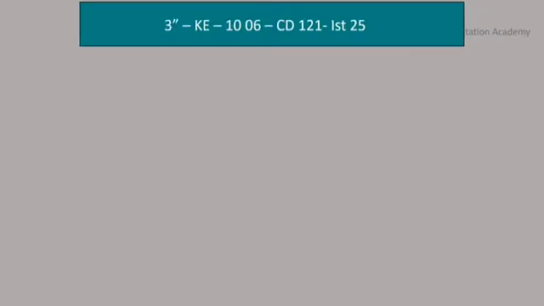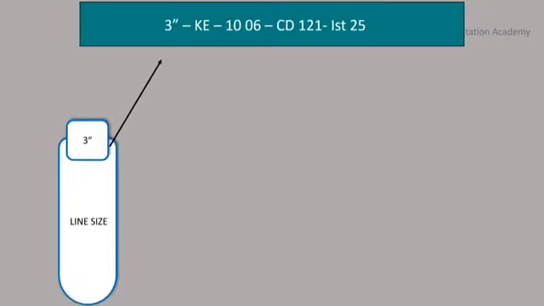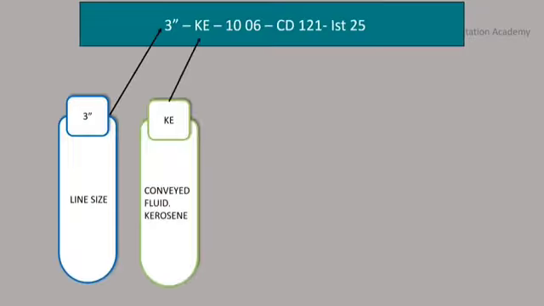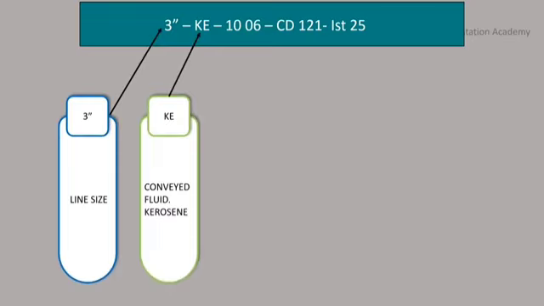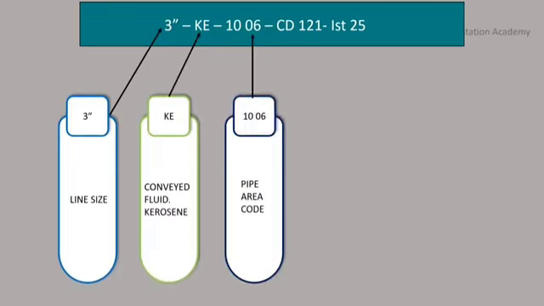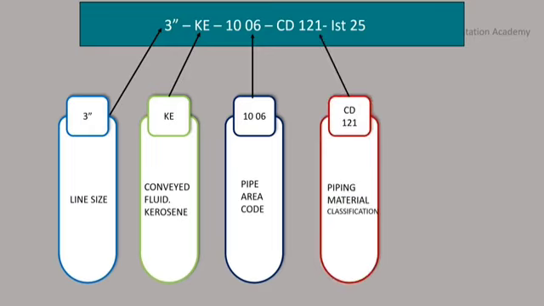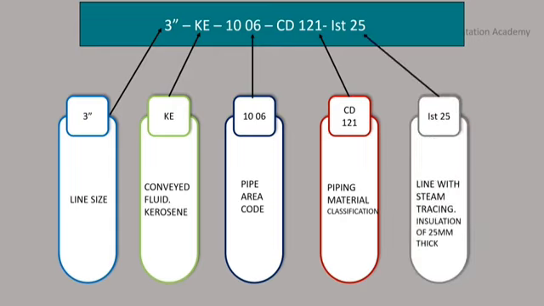Now let's see an example of a line number. In this line number, 3 represents line size. KE represents conveyed fluid. 1006 represents area code. CD121 represents piping material classification, and the last part represents insulation type and size.